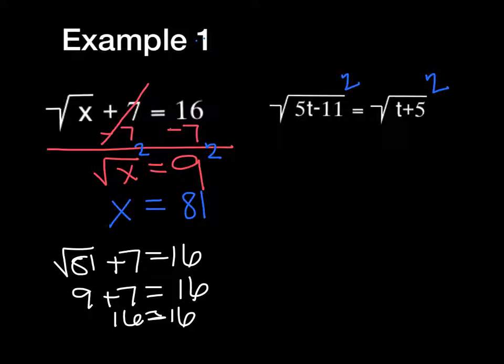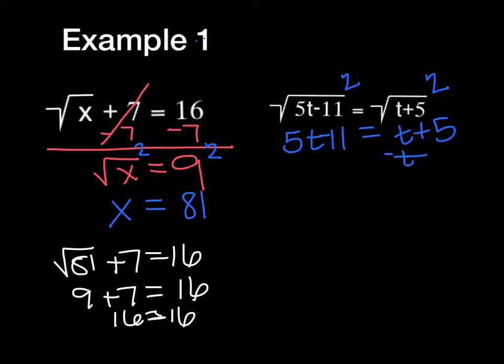You can do anything to both sides of an equation as long as you do it to both sides and it remains equivalent. So if I square both sides, when I take the square root of 5t minus 11 squared, I get whatever's inside, which is 5t minus 11. On the other side, when I square that, I get t plus 5. And now I have a simple equation with variables on both sides.